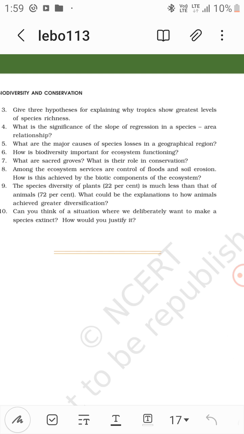What are sacred groves and what is their role in conservation? It is in situ conservation. Okay, so these are sacred groves, right? There are many sacred groves.